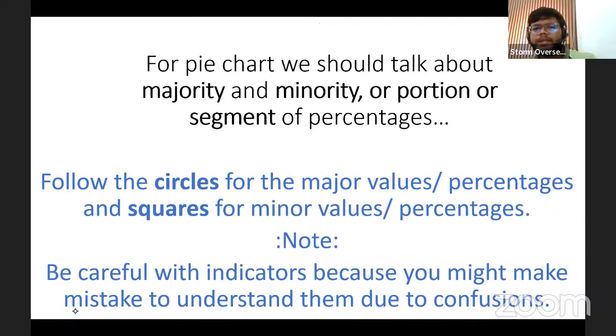Before that, we can look for minority, majority, portion, segment, etc. And we should be careful when we use indicators, because these might confuse you, and if you don't have the habit of this, then you might be in trouble. When you are at the preparation stage, you should consider one indicator, for example for higher it will be square, for lower it will be circle, etc. So you should decide what kind of indicator you are choosing.